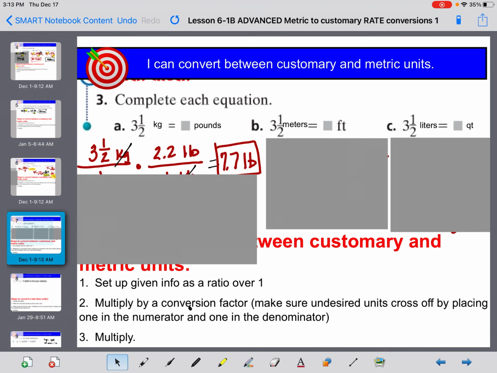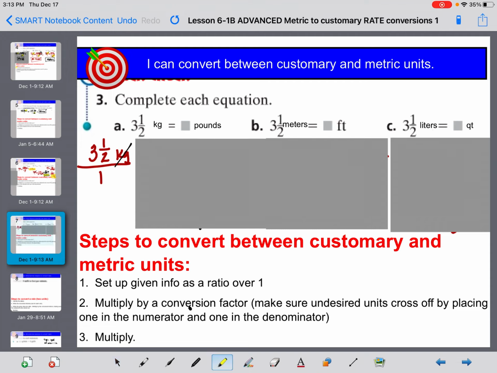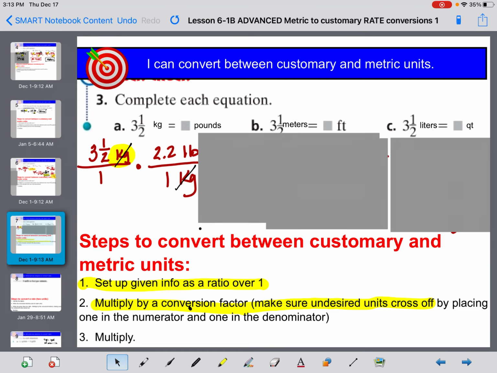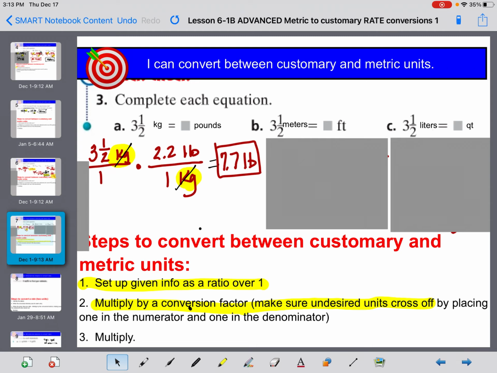Don't be afraid to place that fraction in the numerator of the first ratio. So 3.5 kilograms over 1. So set up the given information as a ratio over 1. Then multiply by your conversion factor, making sure the undesired units cross off. So that means that since kilograms is up here, I need to make sure kilograms is in the denominator. When I look at my chart, I saw that 1 kilogram is equal to 2 2/10 pounds. Then we're ready to multiply across, and you get 7 7/10 pounds.